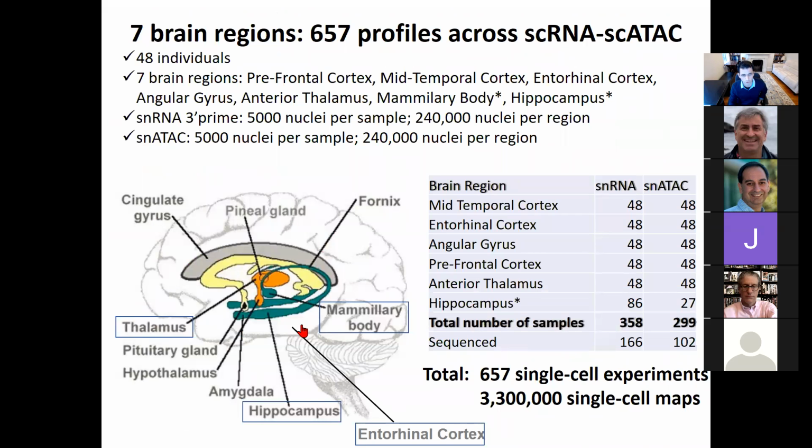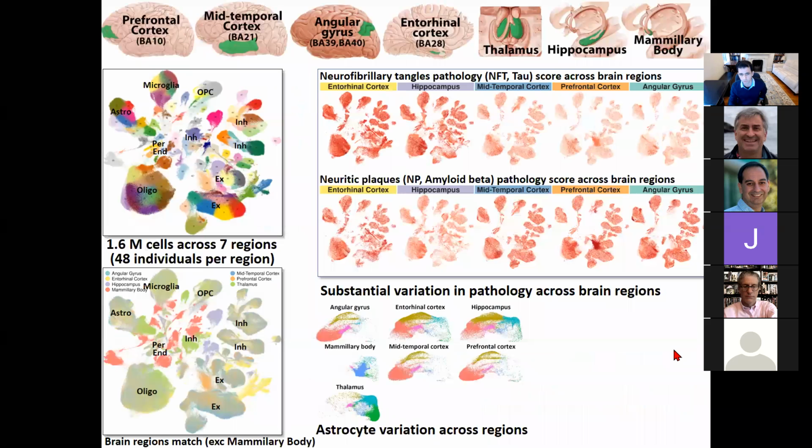We've also started looking across different brain regions, looking at the midtemporal cortex, entorhinal cortex, angular gyrus, prefrontal cortex, anterior thalamus, and hippocampus, across both AD and non-AD individuals, and across both RNA and ATAC, so a large number of samples. And we've basically constructed these sort of mega ActionNet plots across 1.6 million cells in this particular case, looking at all of the different cell types and how they're changing across brain regions. And what we're finding is very surprising.